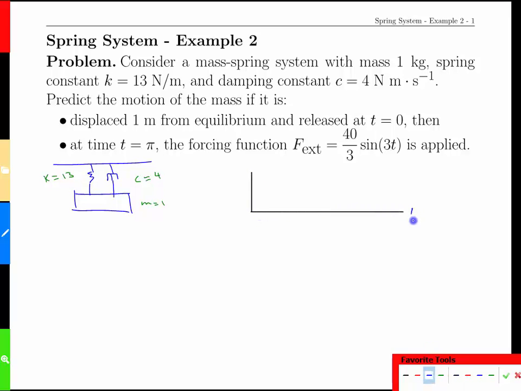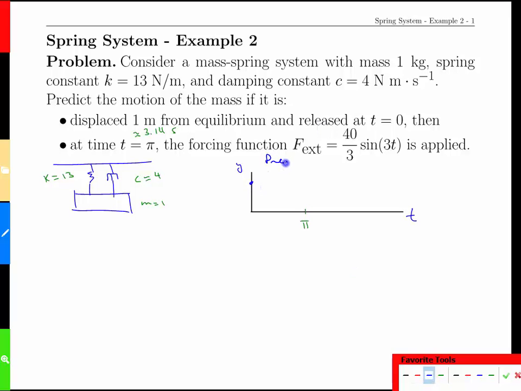The change is that we have an application of time-varying forces that turn off and on over time. So initially, if we look at y, our position, we're going to start this system out of equilibrium, and then at some later moment at time t equals pi, or approximately 3.14 seconds, let's write it as pi, we're going to turn on an external force. Up until that moment, everything is happening normally.